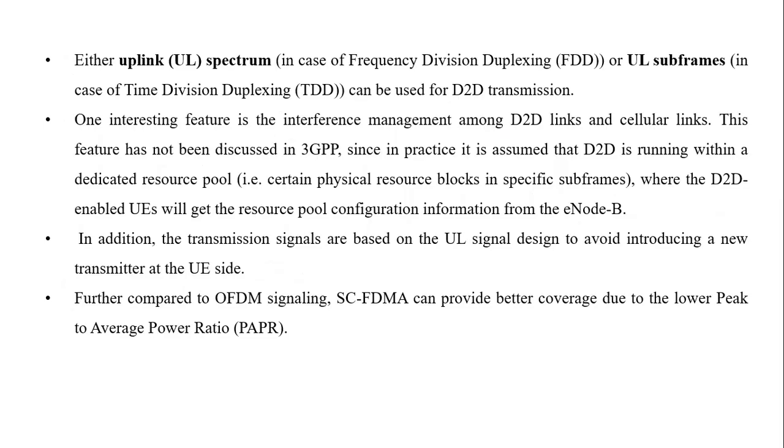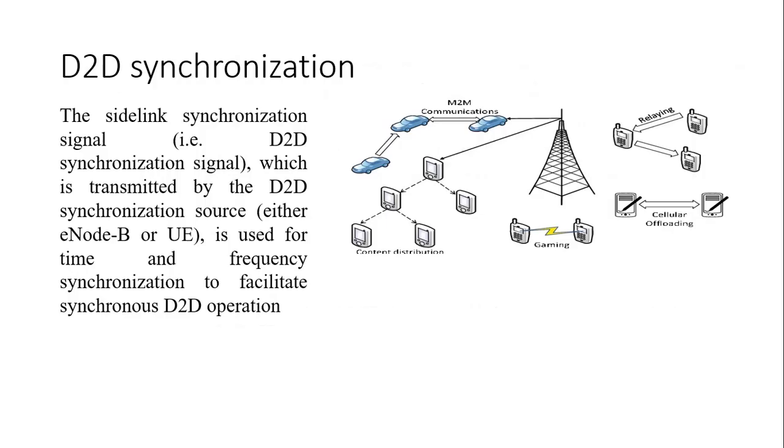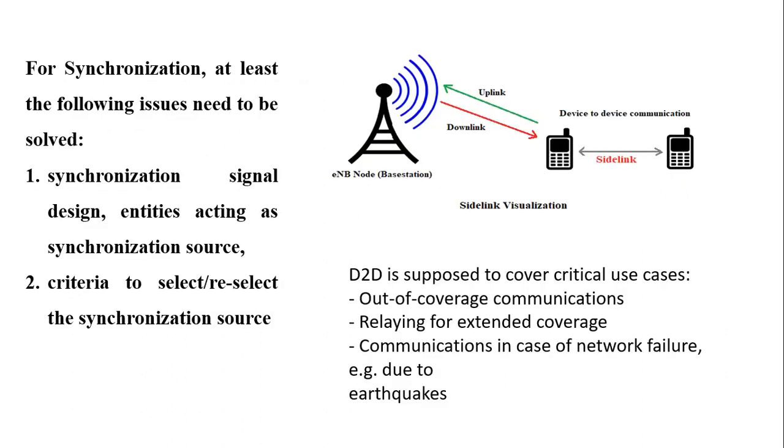Now, why do we require all this? For establishing a D2D connection between a device and a device, these are the procedures which it has to undergo. The first one is D2D synchronization. In synchronization, at least the following issues need to be solved: synchronization signal design, entities acting as a synchronization source, and criteria to select or reselect the synchronization source.